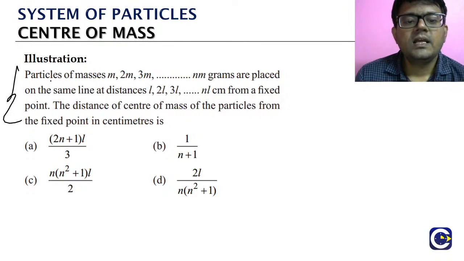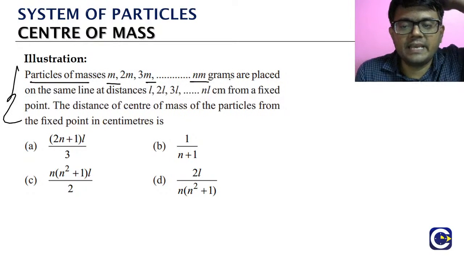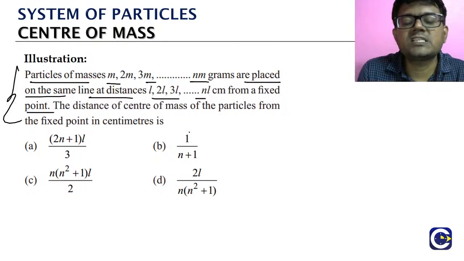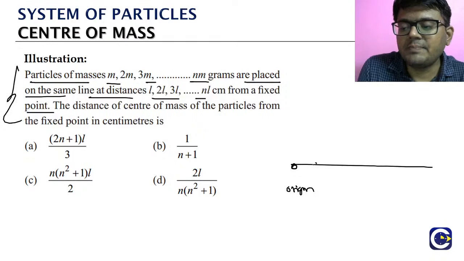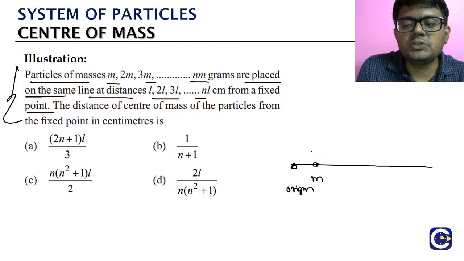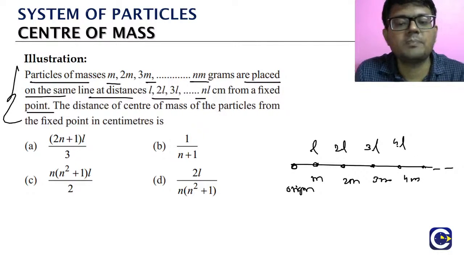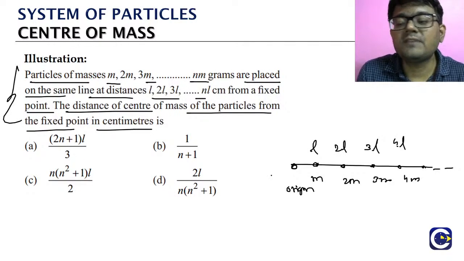Particles of masses m, 2m, 3m and so on up to nm grams are placed on the same line at distances L, 2L, 3L and so on from a fixed point. We can take the fixed point as the origin itself. We are placing m at a position L, 2m at a position 2L, 3m at a position 3L, and 4m at a position 4L. That is how we are placing all the particles. Calculate the distance of the center of mass of the particles from the fixed point.